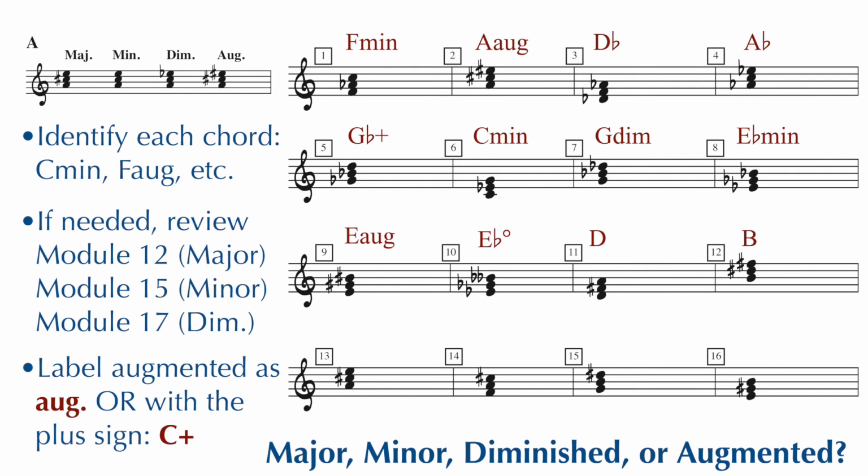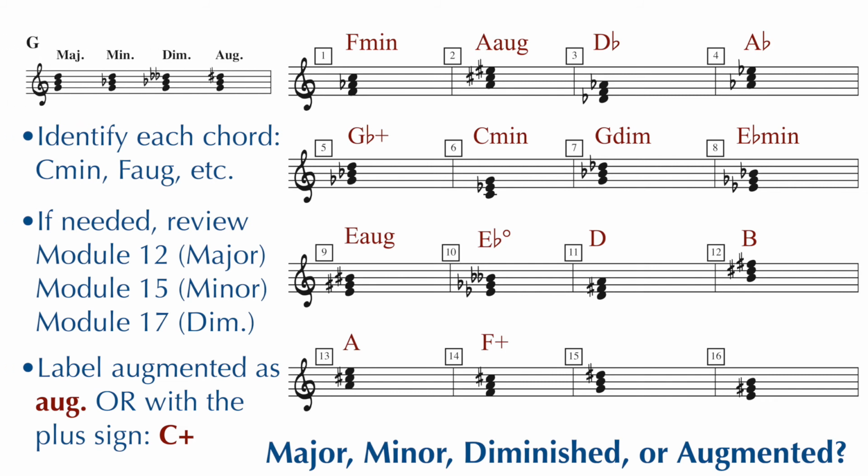Number 13, A, C sharp, E is an A major chord. A going up to E is a perfect fifth, and A going to C sharp is a major third. Number 14, F, A, C sharp is an F augmented. F going up to C sharp is an augmented fifth, and F going to A is a major third. A going up to C sharp is also a major third.